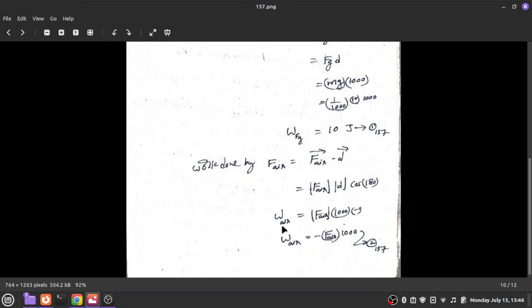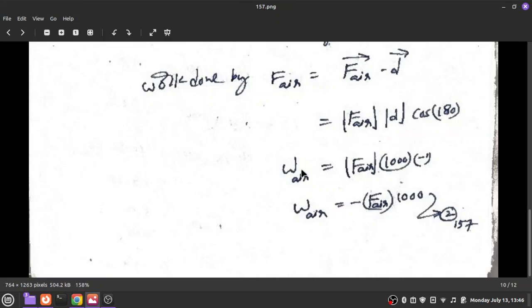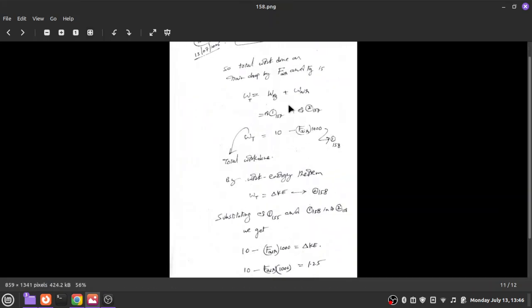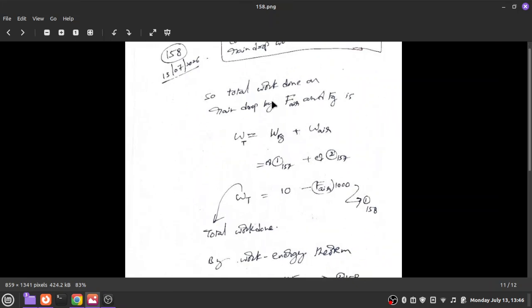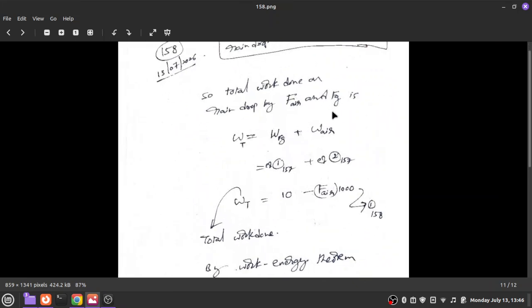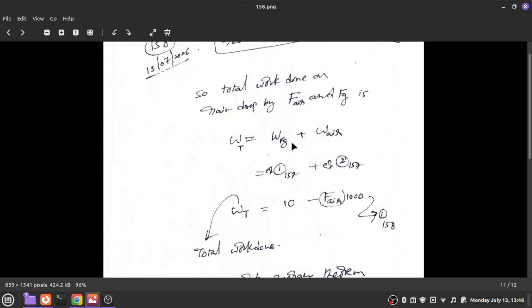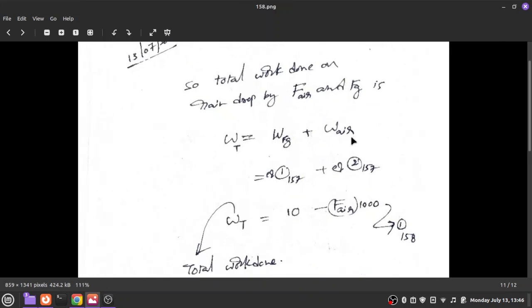Work done by air is W air. W air is equal to minus F air into 1000. Okay. The total work done on the raindrop by F air and Fg is the total work done, equal to the work done by Fg plus the work done by F air. Work done by Fg is already found to be 10. Work done by F air is found to be minus F air into 1000.